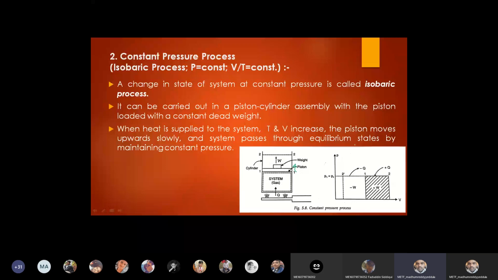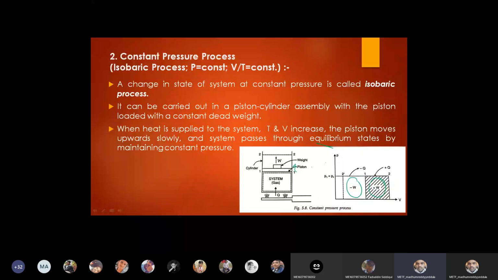So because of the dead weights, it will pass through equilibrium states, maintaining its pressure constant. Therefore, constant pressure can be attained. By adding heat, what will happen? Volume will be increased. By removing heat, volume will be decreased. By adding heat, volume will increase because of the increasing temperature. By rejecting heat, volume will decrease, but pressure will remain constant, right? Because of the dead weights, we are maintaining the pressure constant.